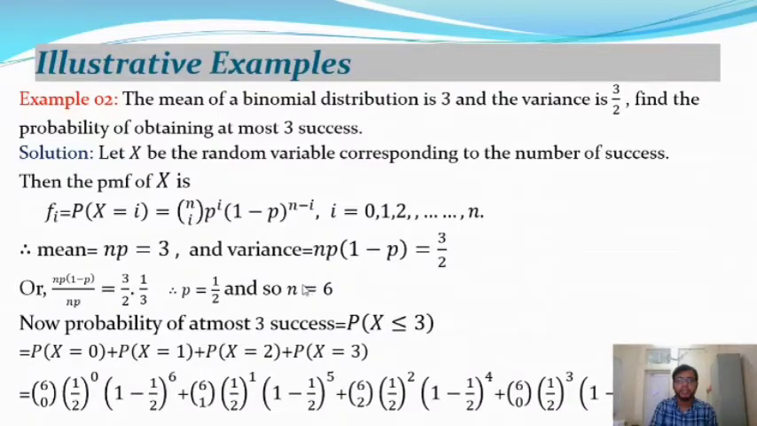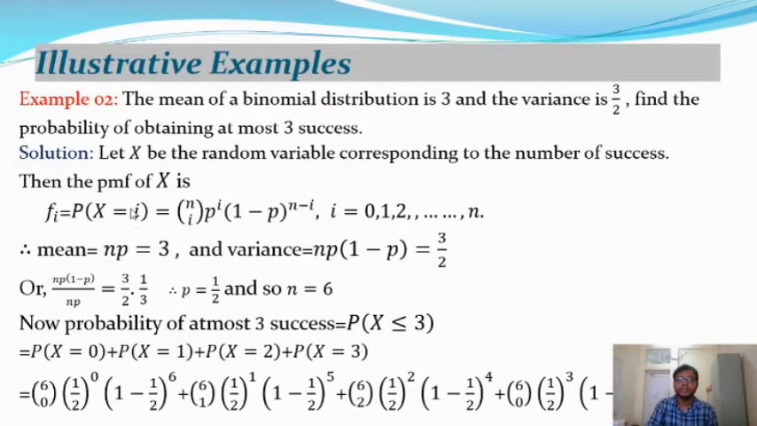Here we will take example 2 on binomial distributions. The mean of a binomial distribution is 3, and the variance is 3 by 2. Find the probability of obtaining at least 3 successes. This is the problem. Here the mean of the binomial distribution, that means np, is equal to 3, and the variance, that is np into 1 minus p, is equal to 3 by 2. From this we will find the probability of obtaining at most 3 successes, that means the probability of x less than or equal to 3.